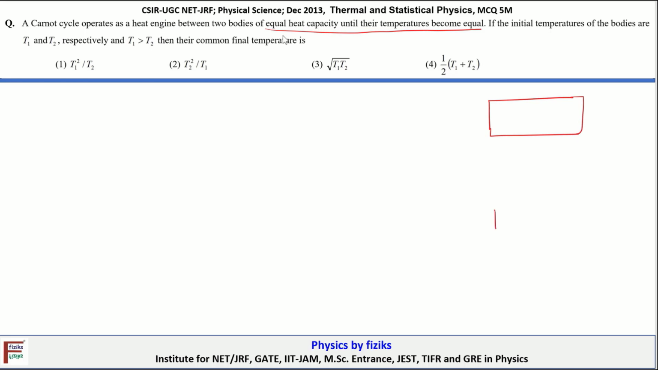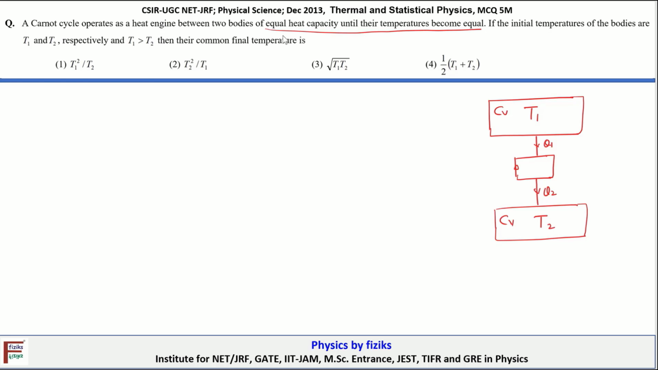So we have a Carnot cycle which is operating between two reservoirs having equal heat capacity, let's say Cv, okay, and initially their temperatures are different. Let's say T1 and T2 represent the temperatures of these two reservoirs, or the bodies you can say, and in between we have a cycle, okay. So Q1 amount of heat enters into the cycle at temperature T1, and in the same way Q2 is the amount of heat which is ejected when the cycle is operating.